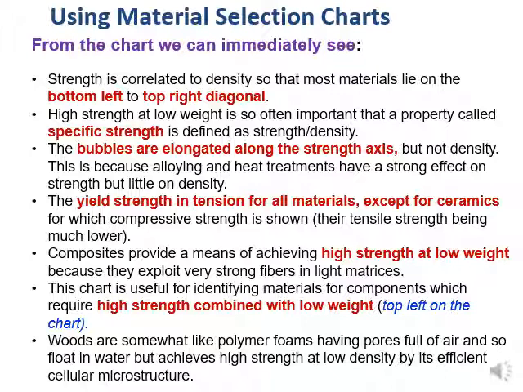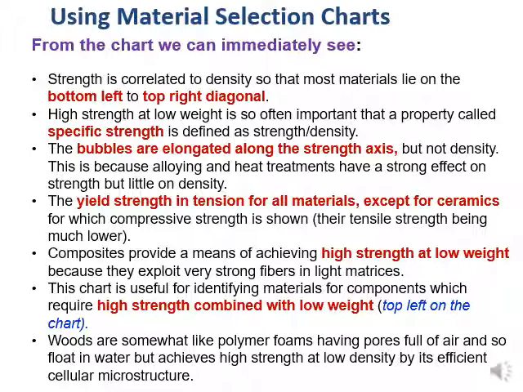From the chart we can immediately see strength is correlated to density, so that most materials lie on the bottom left to top right diagonal. High strength at low weight is so often important that a property called specific strength is defined as strength/density. The bubbles are elongated along the strength axis, but not density. This is because alloying and heat treatments have a strong effect on strength but little on density. The yield strength in tension is shown for all materials, except for ceramics for which compressive strength is shown, their tensile strength being much lower.